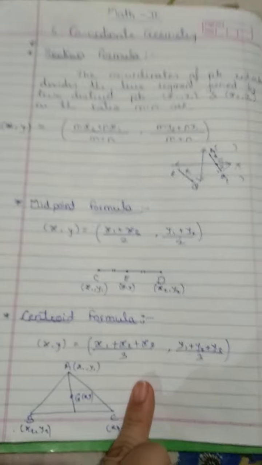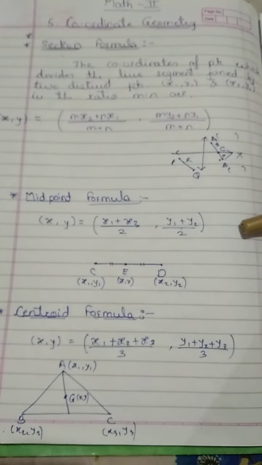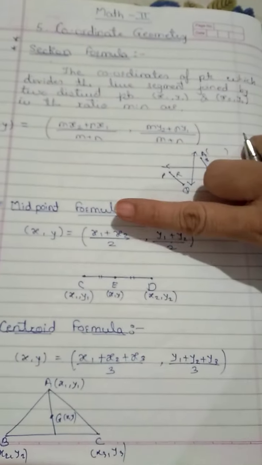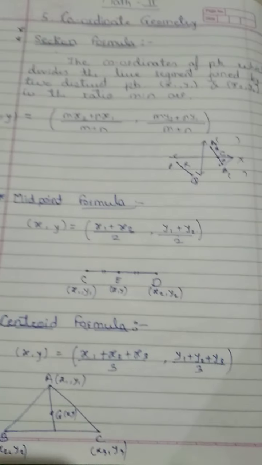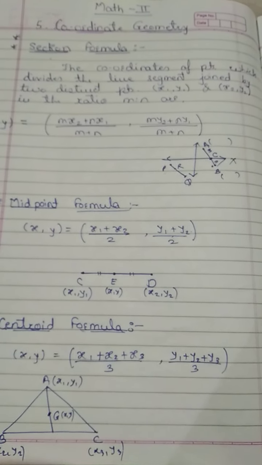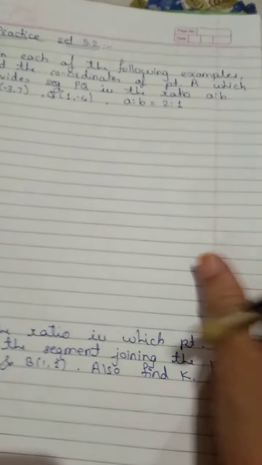So these are the 3 formulas which we are going to require in practice set 5.2: the section formula, the midpoint formula, and the centroid formula. I hope this is clear. Now let's start with the practice set. I am taking a few examples here.